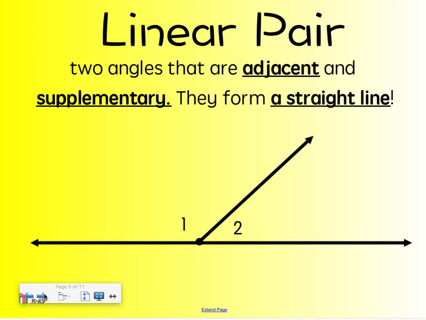So look at the word linear. What word do you see in that word? Line. Right? You should see the word line. It's supposed to look like a line, so they're a linear pair. Two angles together make a line. Linear pair.